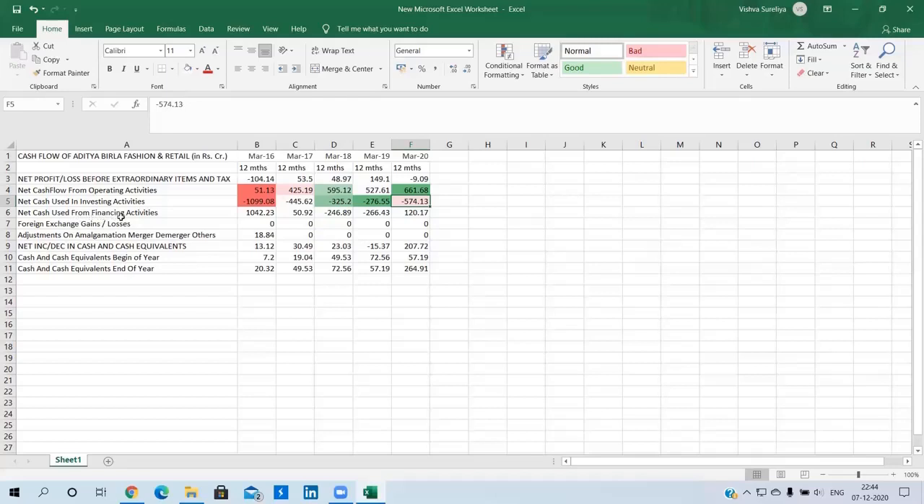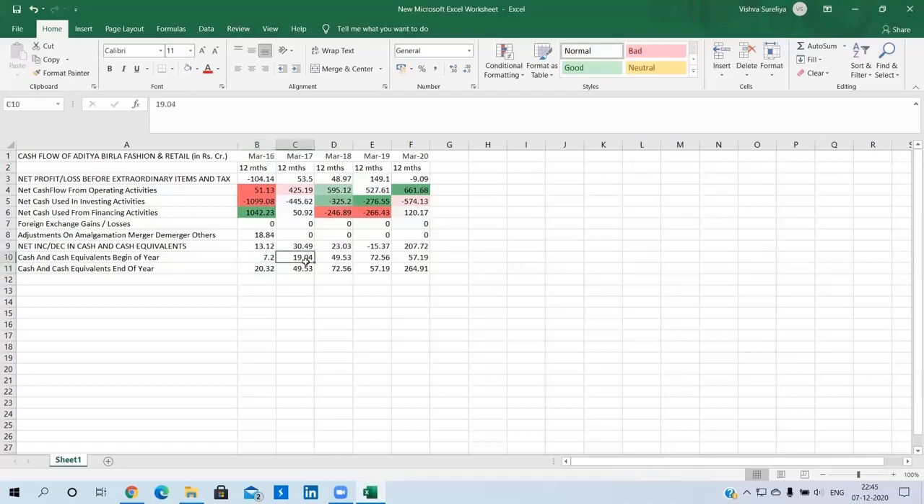Then net cash used from financial activities. Again, you need to check the annual report for the exact reasons and how much dividend the company has paid and other details. Here comes the cash and cash equivalents at the beginning of the year. For March 16, the cash at the beginning of the year was 7.2 crore, and at the end of the year was 20. At the beginning of March 2017, the cash was 19, and almost these figures will remain the same, the ending of the previous year and the beginning of the new year.